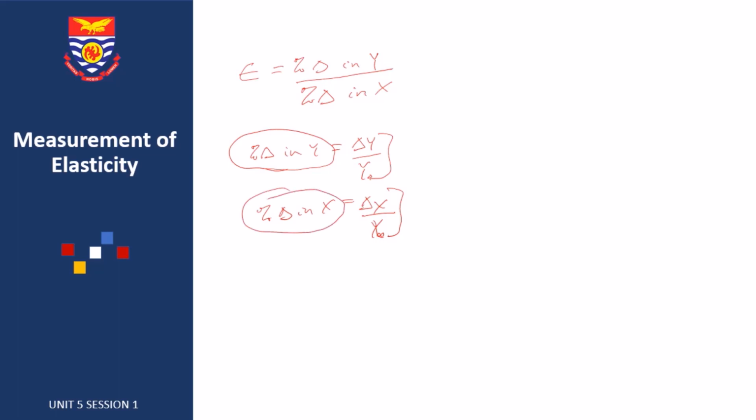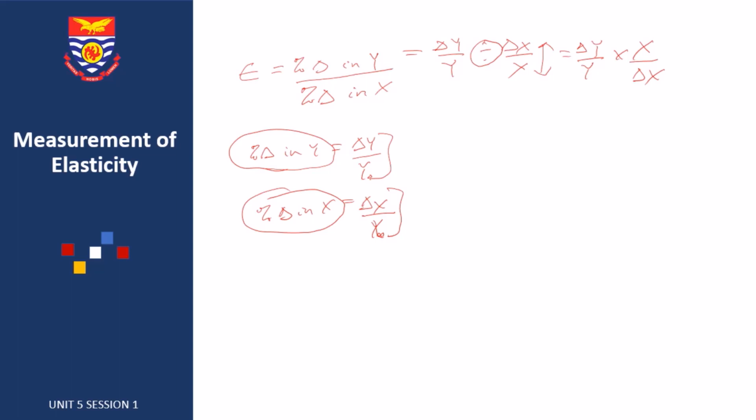Now we are going to link this to this, means that we are going to have change in Y over Y divided by change in X over X. Now in mathematics, we can turn this division sign into multiplication, but when we do, we have to swap this part. So this can be change in Y over Y times X over change in X.